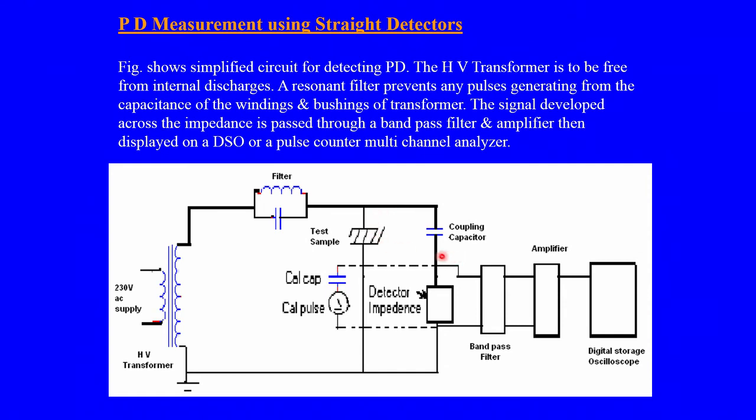The signal developed across this impedance when the measurement is being carried out is further passed through the band pass filter amplifier and then displayed on the CRO, or a pulse counter, digital storage oscilloscope, or a multi-channel analyzer. So, several of these combinations could be used to accurately measure the discharges which are happening in the sample which is under test or under measurement.